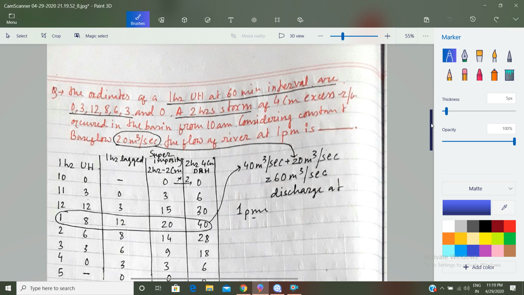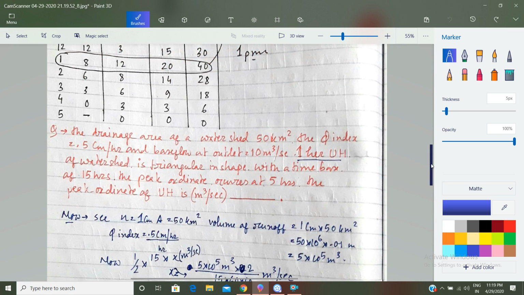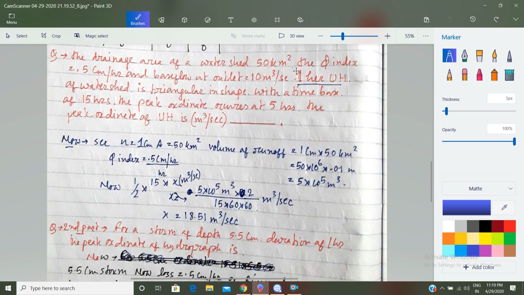Okay, let's go to the next problem. The drainage area of a watershed is 50 km square. The phi index is 0.5 centimeter per hour and base flow is equal to 10 meter cube per second. The 1 hour unit hydrograph of the watershed is triangular in shape. See what is given: a 1 hour unit hydrograph. A unit hydrograph means a depth of 1 centimeter, and the duration of rainfall equal to 1 hour. The watershed is triangular in shape with a time base of 15 hours. The peak ordinate occurs at 5 hours.